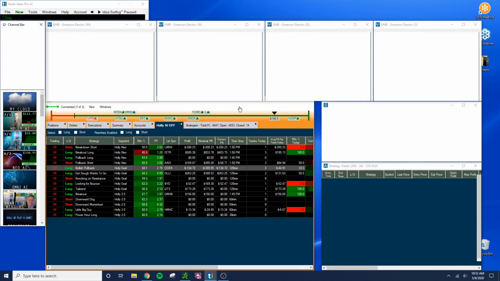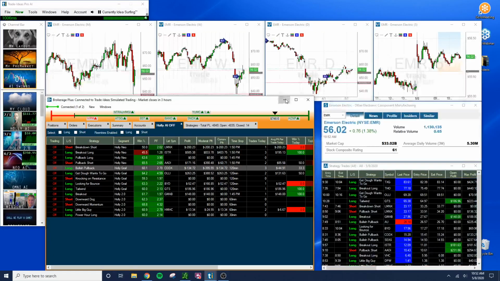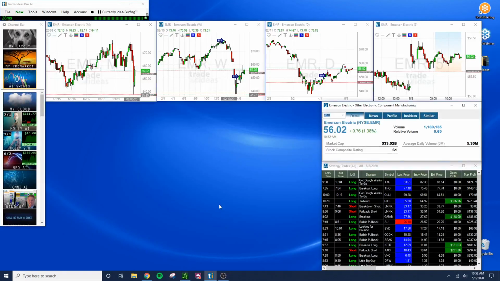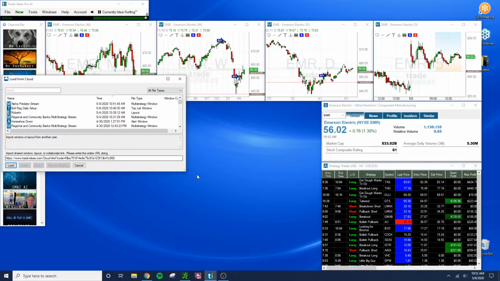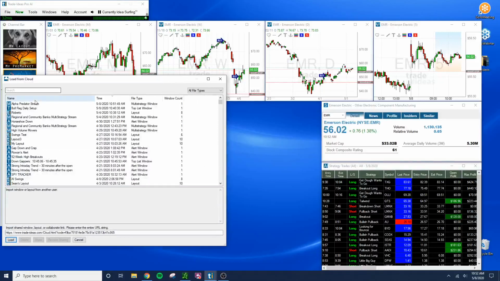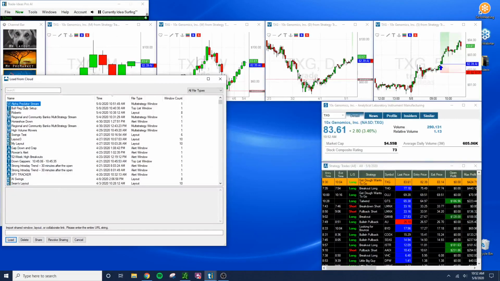Minimize my Brokerage Plus window because it's taking up space. Now if I wanted to bring that window that I just saved from that other channel into my layout, I just click on the My Cloud button right here in my channel bar. It shows me all the things I've got saved in the cloud. Right here at the top, you'll see the thing I just saved, the Alpha Predator Stream.